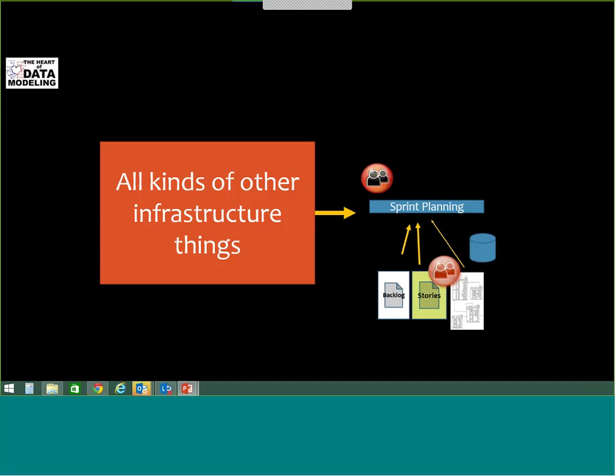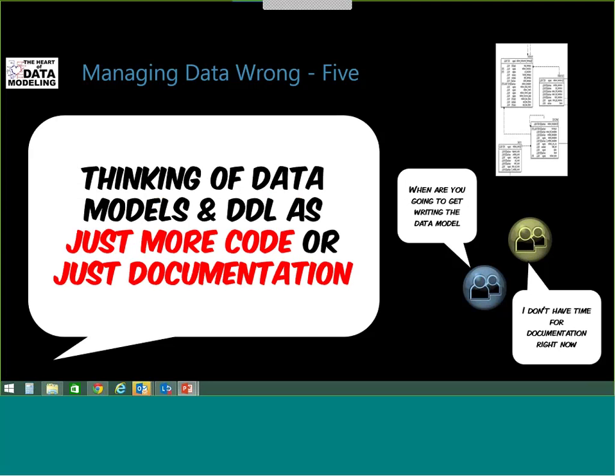We need to get everyone to understand that the data model and the existing data models are all kinds of other infrastructure things that can be an input into it. So we also have the thing that gets Agile projects in trouble: thinking of the data models and the DDL as just other code or just documentation. I've heard this one all the time before.